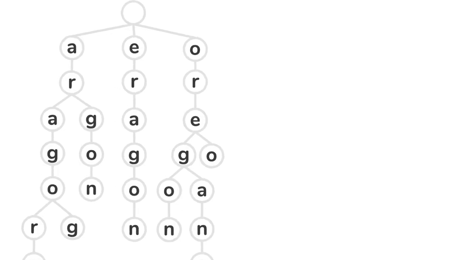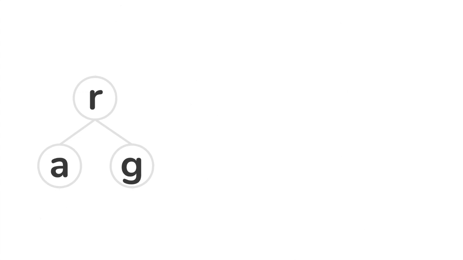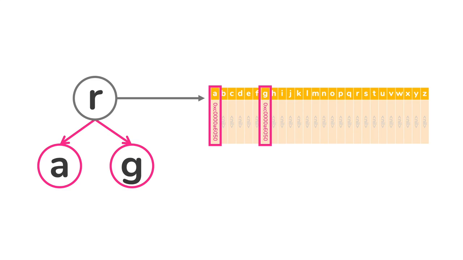For example, let's look into this node that holds the R in Aragorn and Aragog. This node will have an array with a size of 26. And the indices will be all nil except for the ones that represent A and G. Each node needs to hold this array containing the addresses of the next nodes. But it also needs another piece of information.